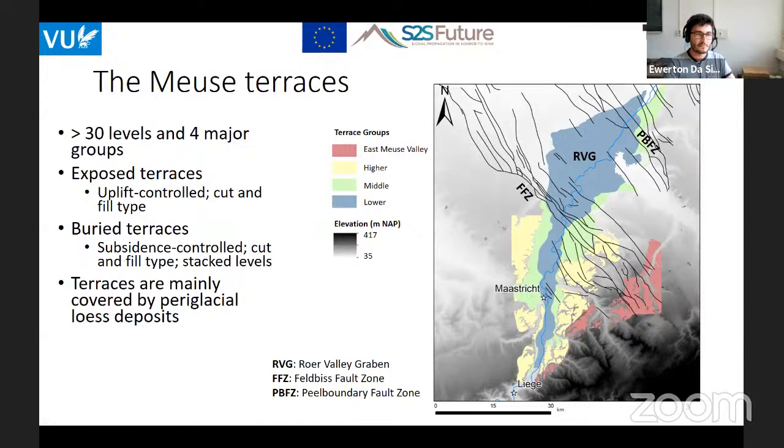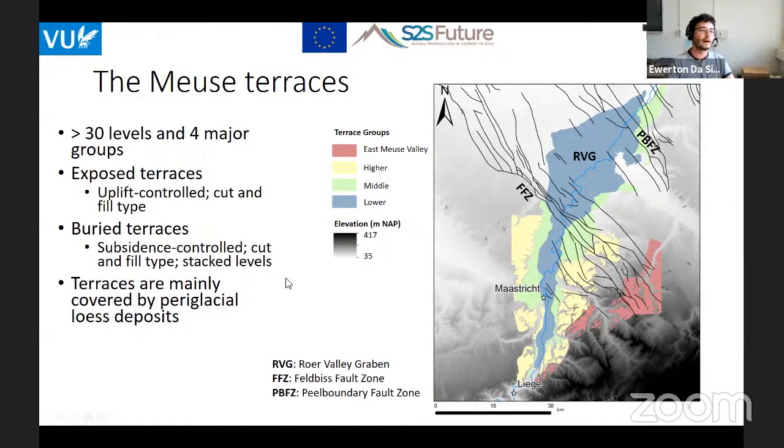The terraces in my study site are mainly located in the areas between Liège and Maastricht. Up to now, more than 30 terrace levels have been identified, and they can be subdivided into 4 major groups. Starting from the highest and oldest group, we have the East Meuse Valley terraces, represented by the red colors. Then the higher terraces in yellow, middle terraces in green, and finally the lower terraces in blue.